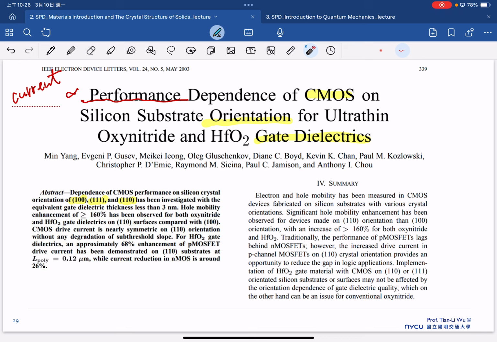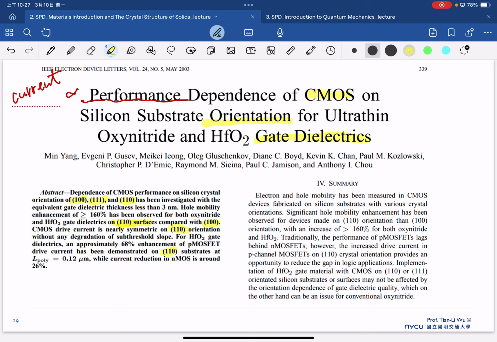But how do we indicate these surfaces? For sure, we use the very basic Miller index. The Miller index is very simple but powerful, and allows us to indicate the specific plane that we are interested in. So in the abstract here, the hole mobility, and so on, will in the end have a certain effect on the 110 surface compared to 100. And also the CMOS current will have a certain effect on 110.